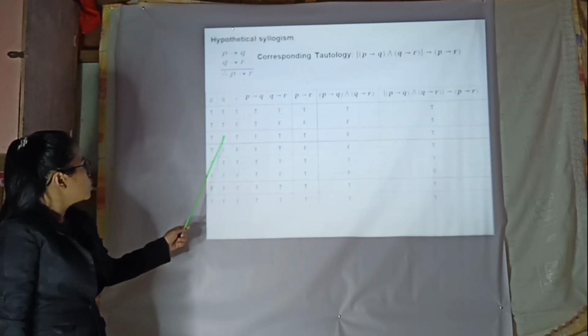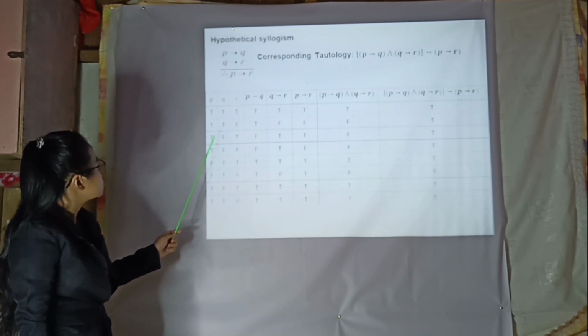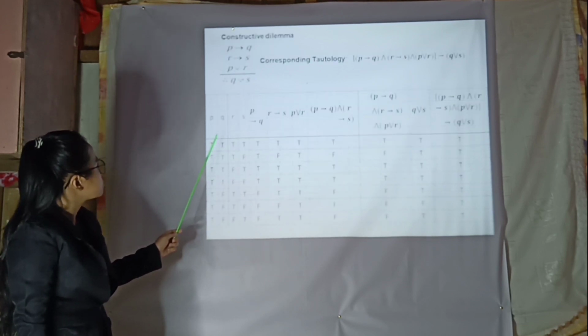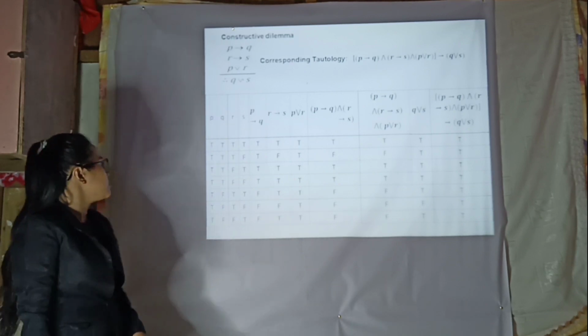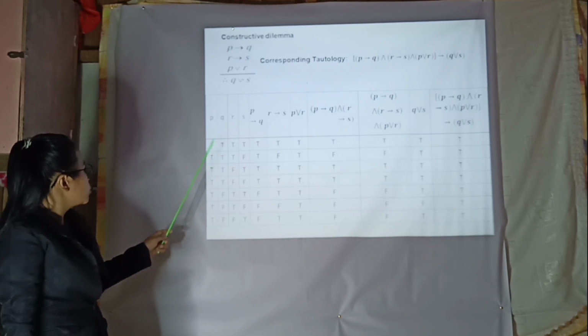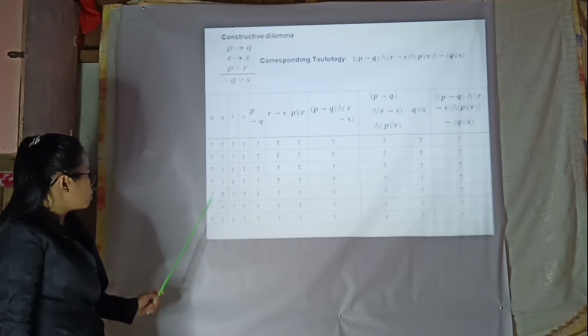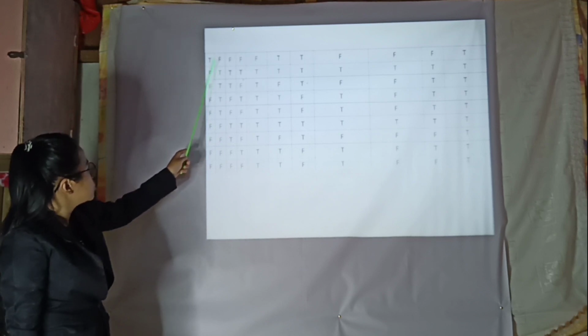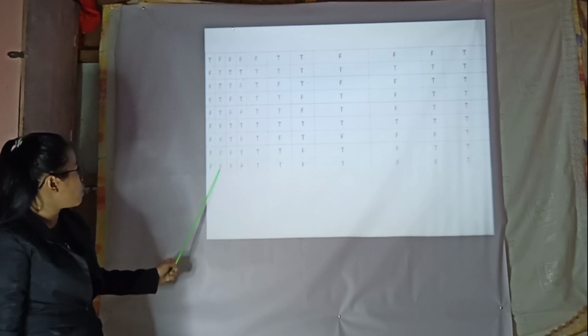So in Q, 8 divided by 2 equals 4. So we have true, true, true, true, false, false, false, false, true, true, true, true, false, false, false, false.